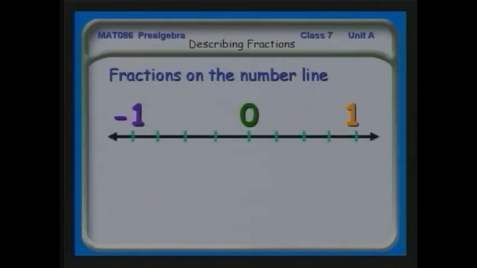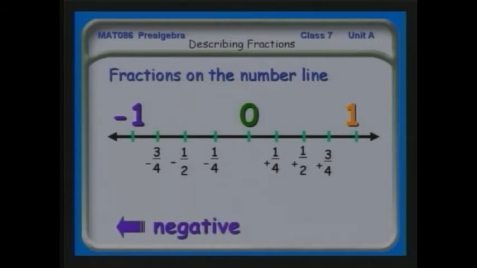Let's look at fractions on the number line between 1 and -1. If we go 1/4 of the way toward 1, or we can go 1/4 of the way toward -1. We have negative 1/4, positive 1/4, plus 1/2, minus 1/2, or 3/4 of the way to 1 and negative 3/4 of the way to -1. Negative, positive. Again, numbers increase to the right, decrease to the left.